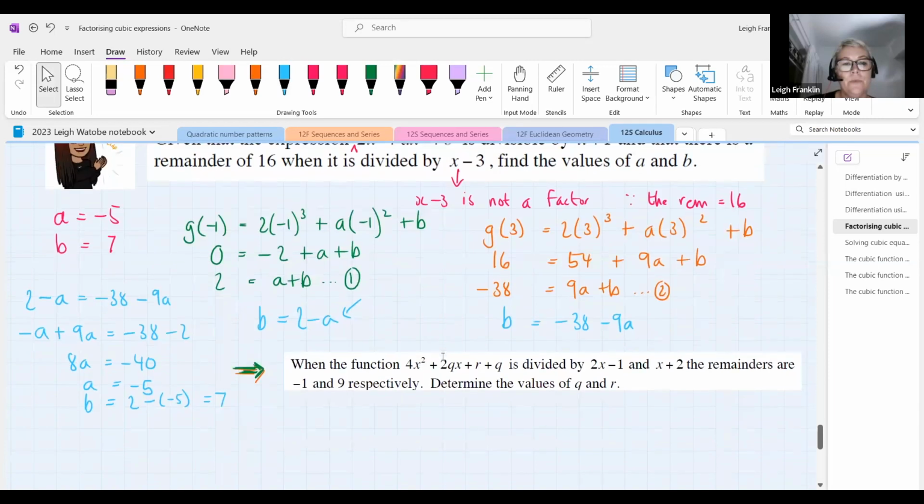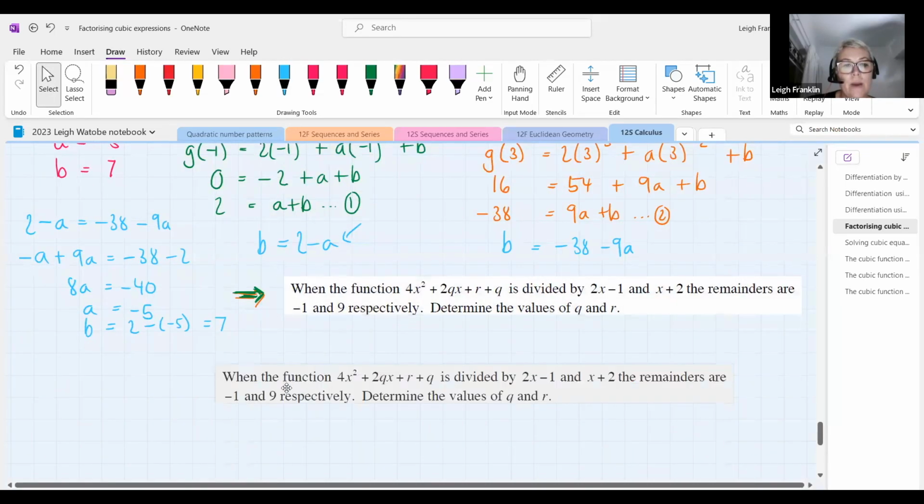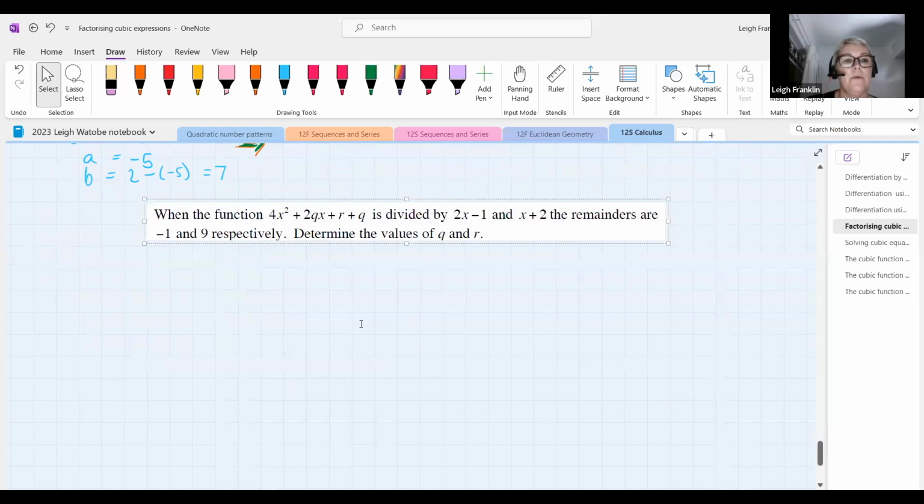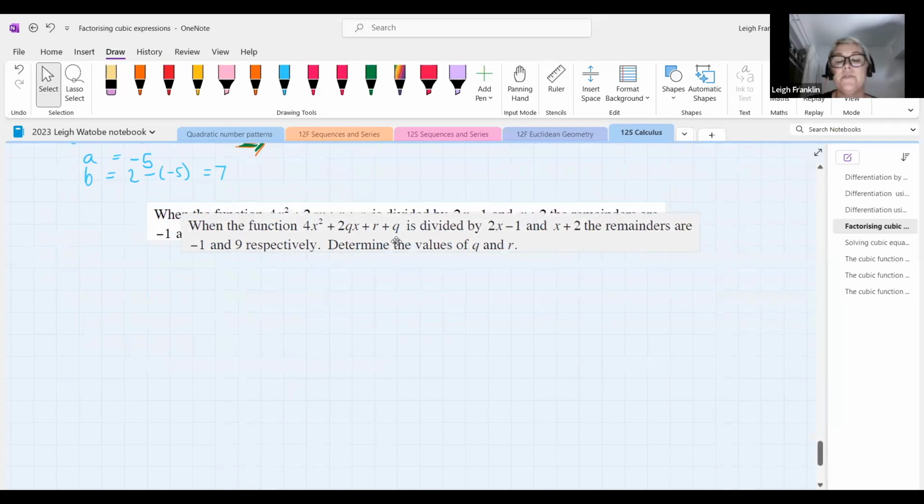No problem. Okay, so then we were having a look at this particular problem over here. Anyone get values for Q and R?